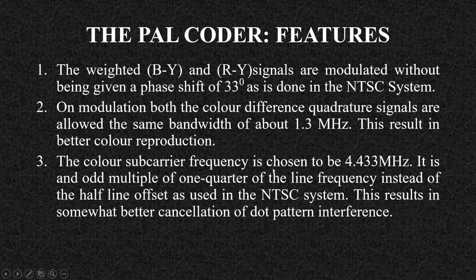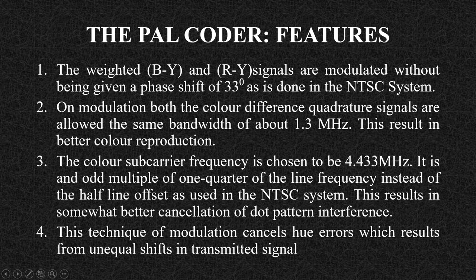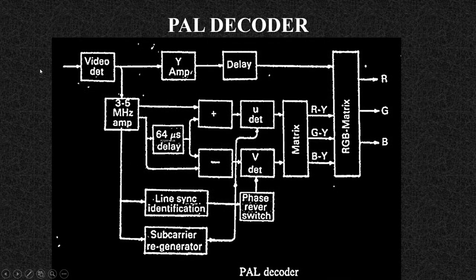The color subcarrier frequency is chosen to be 4.43 megahertz. It is the odd multiple of one quarter of the line frequency instead of half line offset as used in the NTSC system. So this results in somewhat better cancellation of the dot interference. So this technique of modulation cancels U error, which results from unequal shifts in the transmitted signal. Now the PAL decoder, similarly you are giving it the video detector, Y amplifier, delay line.